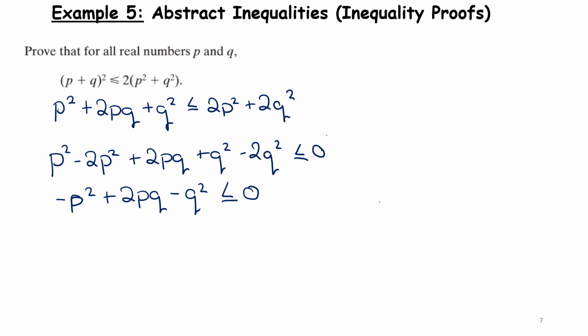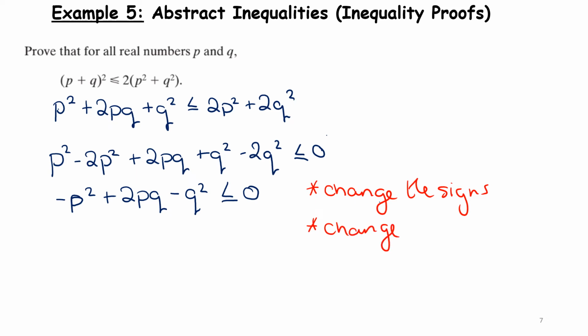Now, all the signs are incorrect because we would be looking to have a positive p squared, a positive q squared, and the fact that it's a less than or equal to 0 rather than a greater than or equal to 0. So what we're going to do here is we're going to change the signs. But remember, when we change the signs, we also need to change the inequality.